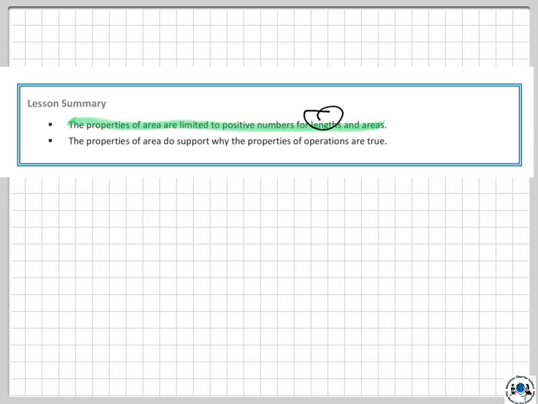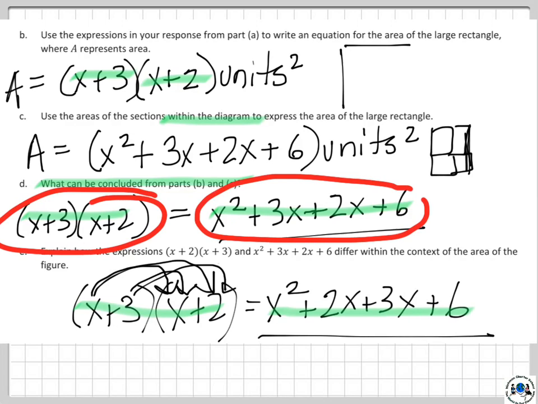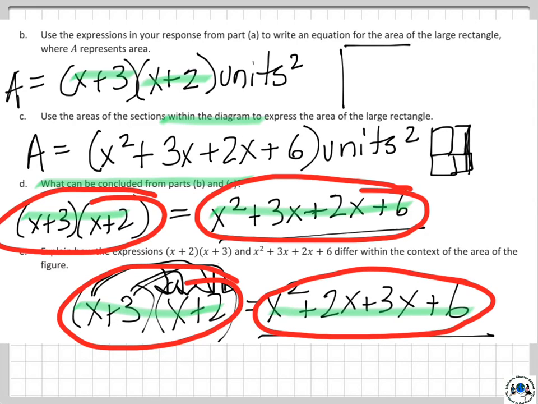And the properties of area do support why the properties of operations are true. In this case, we're talking pretty much about the distributive property. Even though it was just the last thing we did here, we showed how these two are related in terms of area, how they are related through the distributive property.